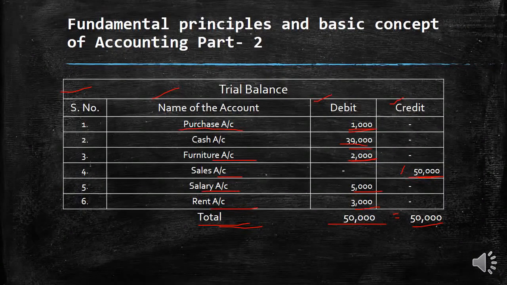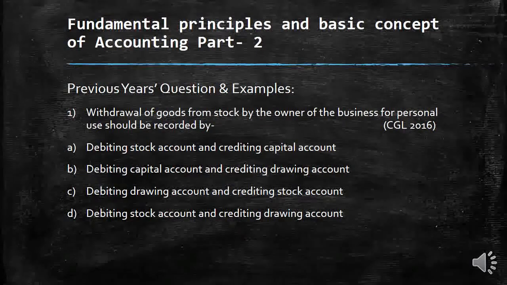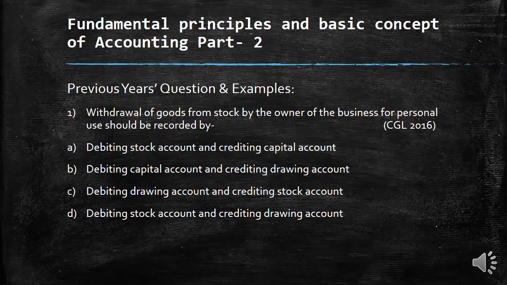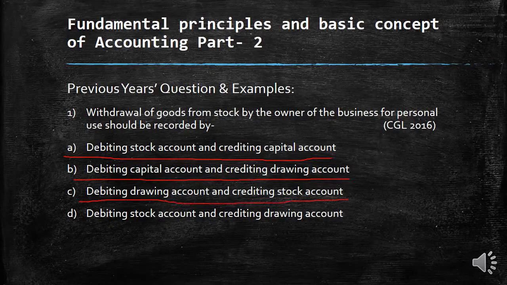So let's go. Okay, the first question for today is: withdrawal of goods from stock by the owner of the business for personal use should be recorded by: option number 1, debiting stock account and crediting capital account. Option number 2 is debiting capital account and crediting drawing account. Option number 3 is debiting drawing account and crediting stock account. Option number 4 is debiting stock account and crediting drawing account.